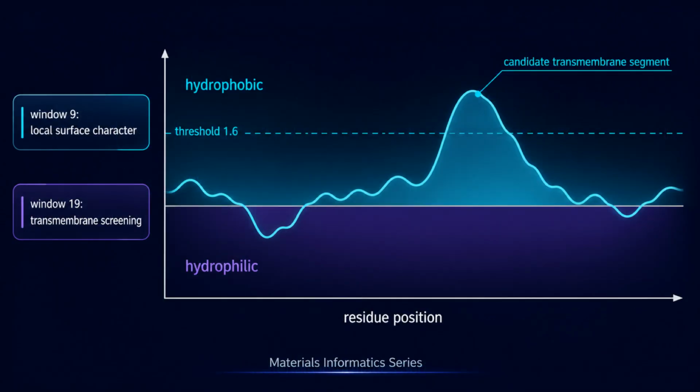The Kyte-Doolittle hydrophobicity profile reveals protein structure. We calculate average hydrophobicity in a sliding window. A short window of about 9 residues highlights local surface character, while the 19 residue window from the original Kyte and Doolittle paper is the one used to screen for transmembrane segments. Positive values indicate hydrophobic regions, negative values indicate hydrophilic regions, and with the 19 residue window, a sustained score above about 1.6 suggests a transmembrane segment. This profile helps predict membrane proteins.